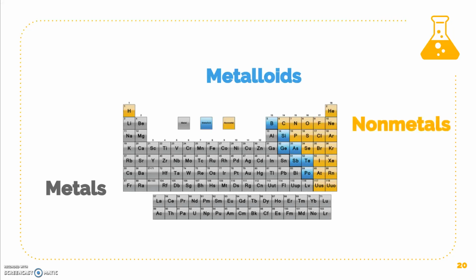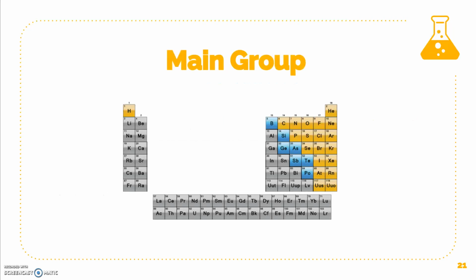Nonmetals don't have any metallic property. Most nonmetals are gases, although the solid nonmetals are dull, brittle, and have poor electrical and thermal conductivity. The main group of the periodic table consists of groups 1 to 2 and 13 to 18.